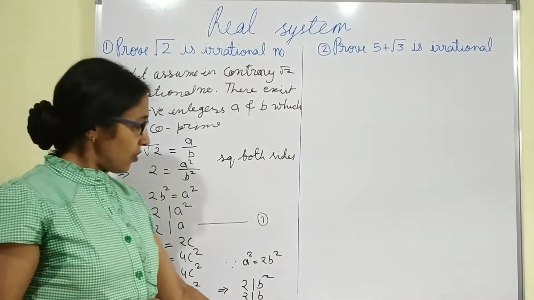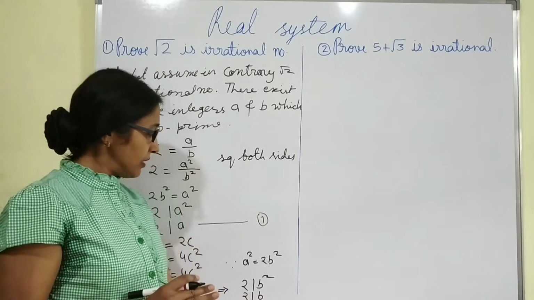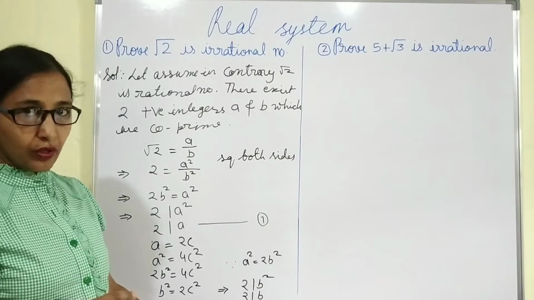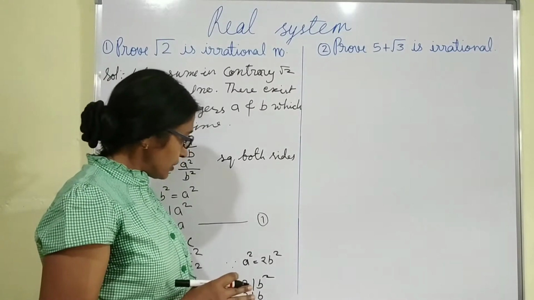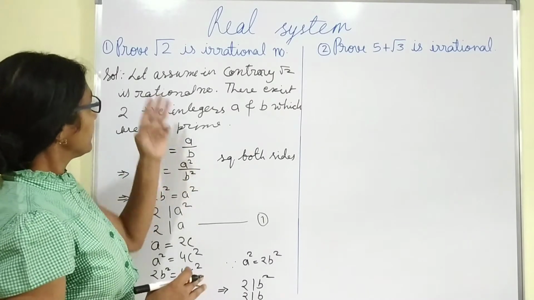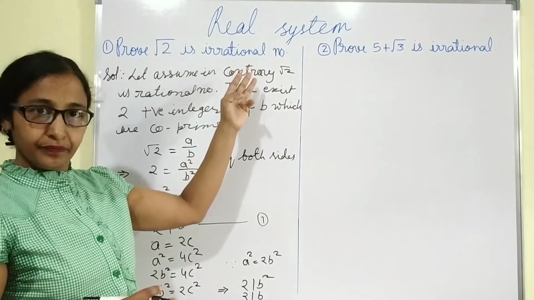Due to lack of space, I am explaining only. So our supposition is wrong. So root 2 is an irrational number. Okay.